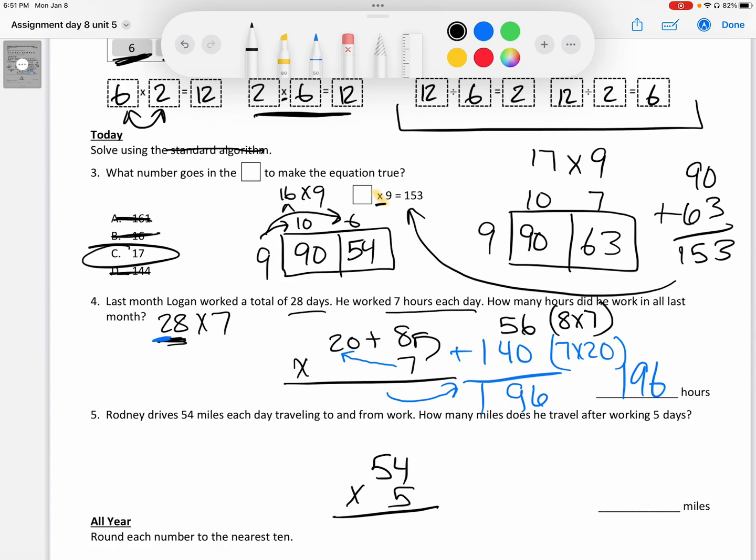So, standard algorithm, we know this. We're going to work in the ones place first. 5 times 4 is 20. Drop the 0, carry that 2, because that 2 should really be in the tens place because it's 20. From there, we multiply 5 times 5, which is 25, and add this regrouped 2 right here. So 5 times 5 is 25, count up 2, 26, 27. And our total is 270 miles. That's how far he traveled after working for 5 days.